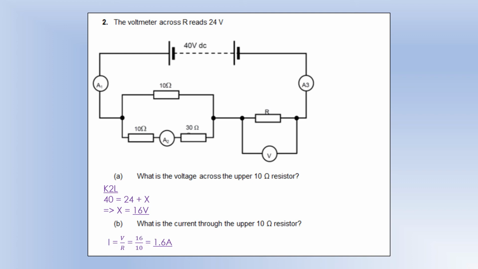So what is the current through it? Well, we can use R equals V over I rearranged to figure out the current, because we know the potential difference, we know the resistance, so therefore we know the current.